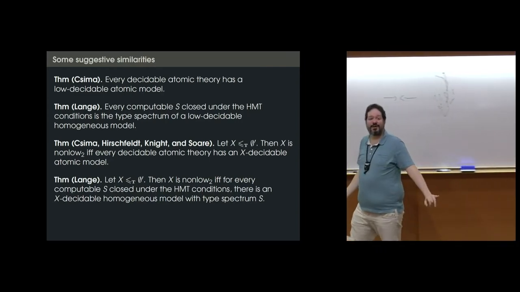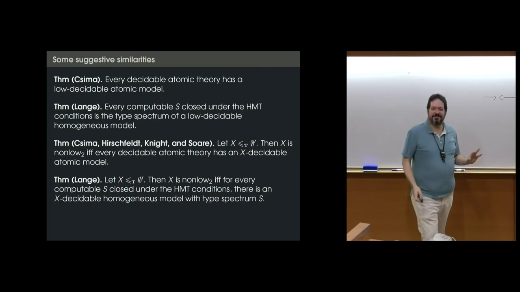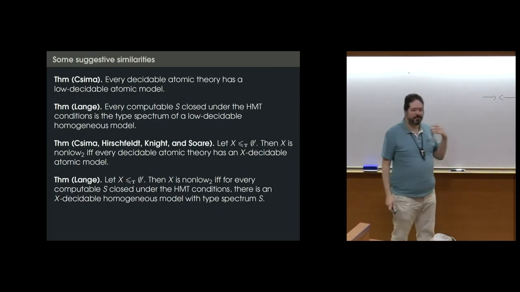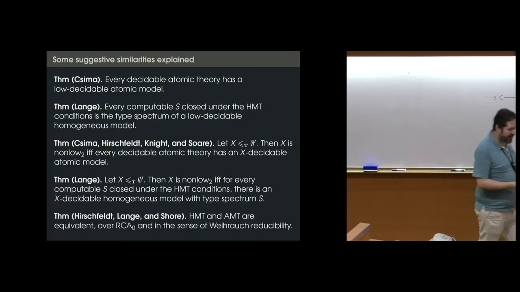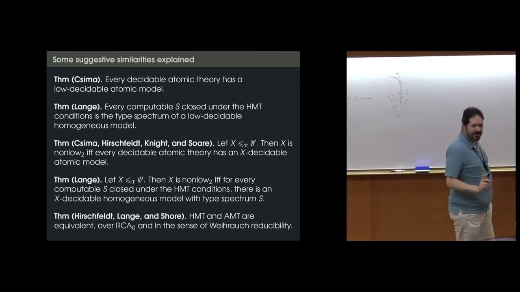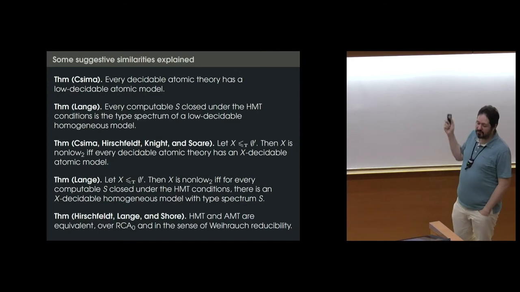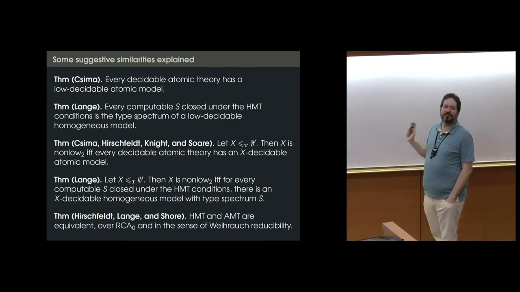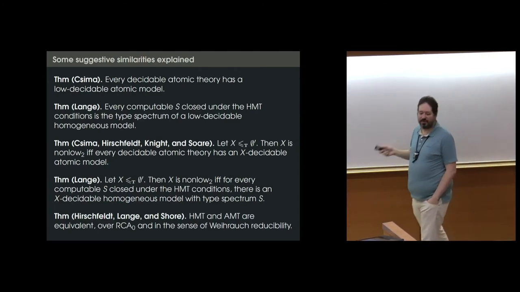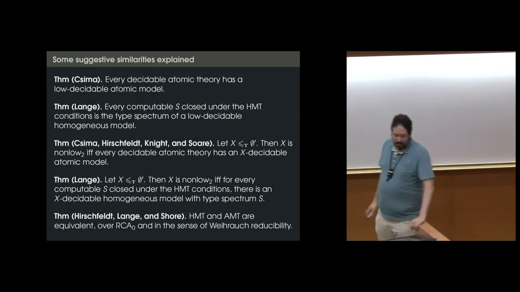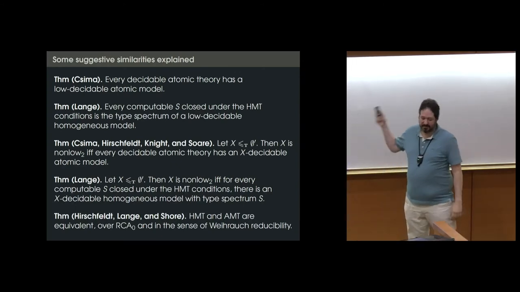On the other hand, the proofs were quite different. So it was unclear which direction it should go, right? But eventually, we were actually able to show that these similarities are there for a very good reason. HMT, the homogeneous model theorem, and the atomic model theorem are actually the same. Even though the proofs look quite different, they're actually the same. They're equivalent over RCA0, and if you care about these things, over Weihrauch reducibility.